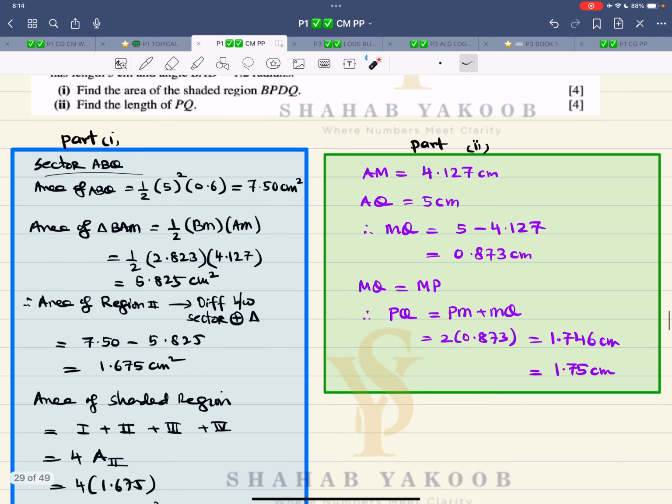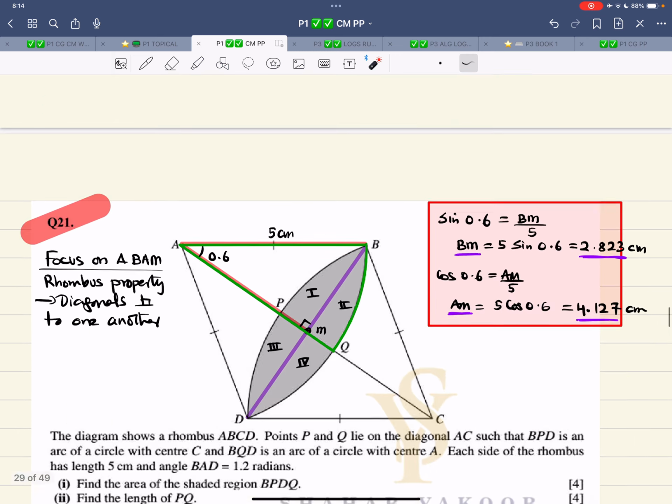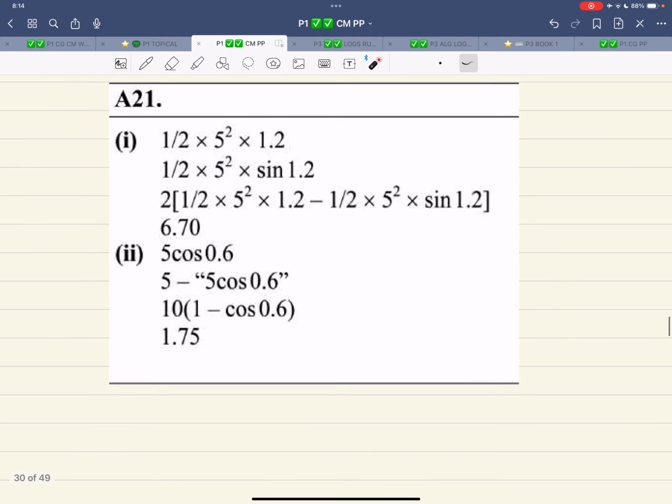That is it. AM is this much. AQ is this much. MQ is the difference. MQ and MP are the same. PQ is add these two. So therefore, this is the answer. Correct to 3 significant figures. That's how it's done and dusted.